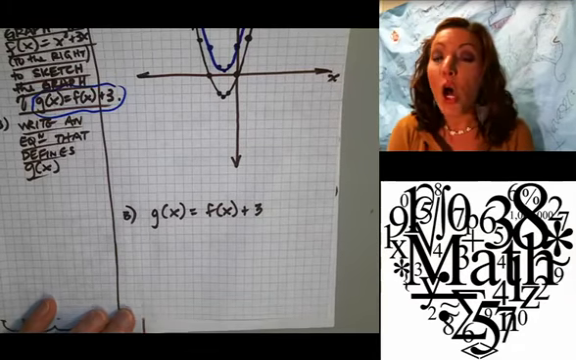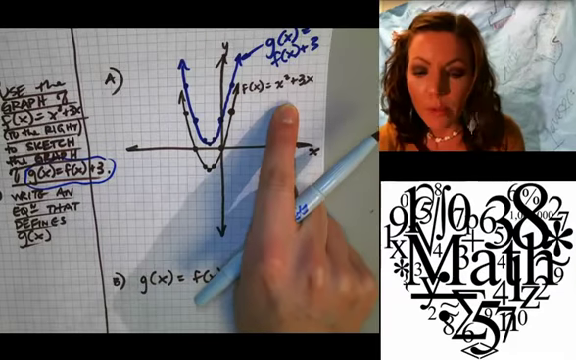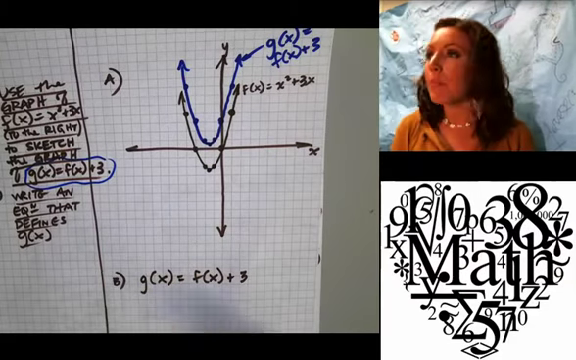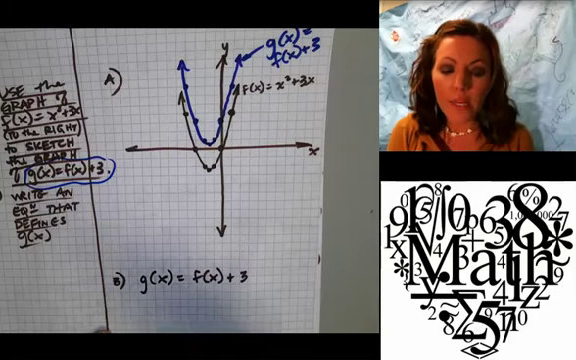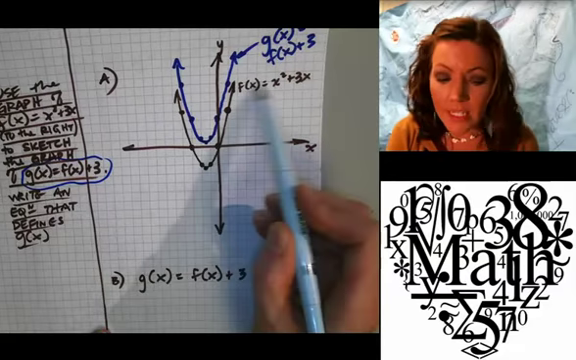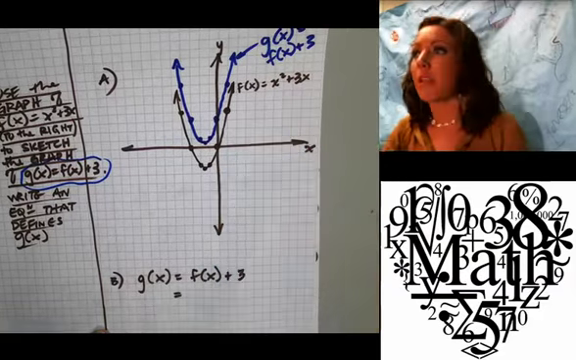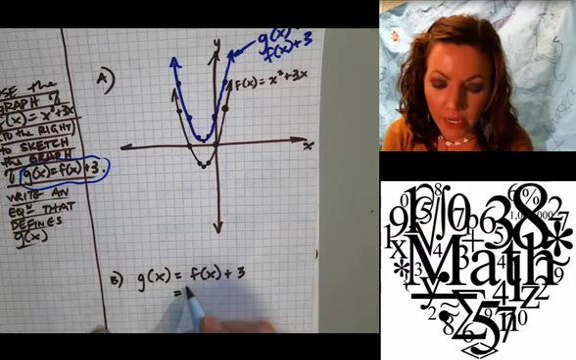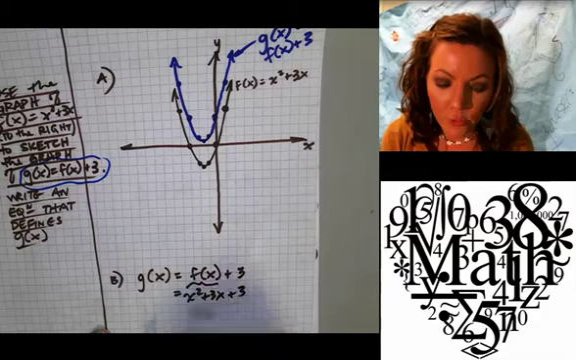All right. So we have up here that f of x equals x squared plus 3x. The second piece of this is saying write an equation that defines g of x. Well, if g of x equals f of x plus 3, and f of x is x squared plus 3x, all we're going to do is replace what f of x is equivalent to into this expression right here. So x squared plus 3x, and then there's that plus 3 on the end.